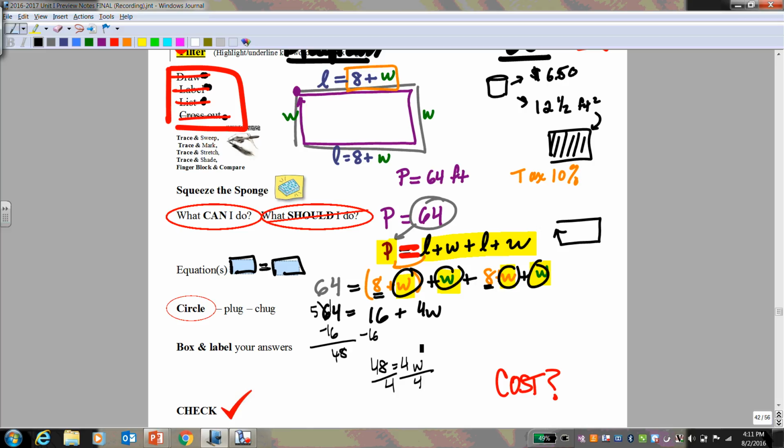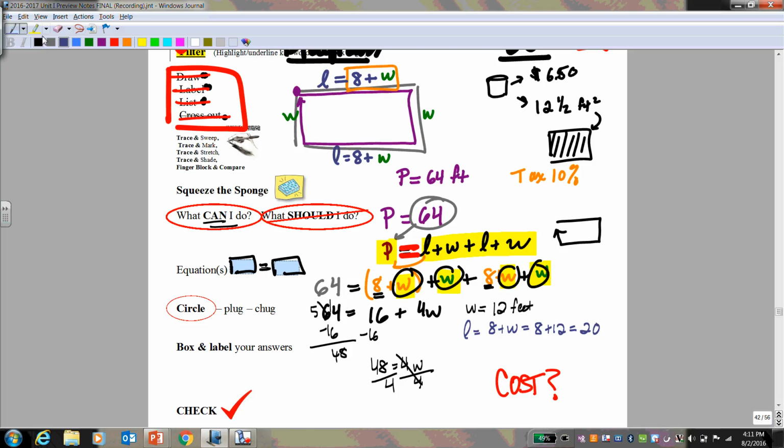And we just figured out that W equals 12 feet. Excellent. So you ask yourself, what else can you now solve? What can I do? Not should do. We just figured out W is 12. So now we can easily find the length, because the length is 8 plus W. So it's 8 plus 12. So now we just figured out our length is 20.